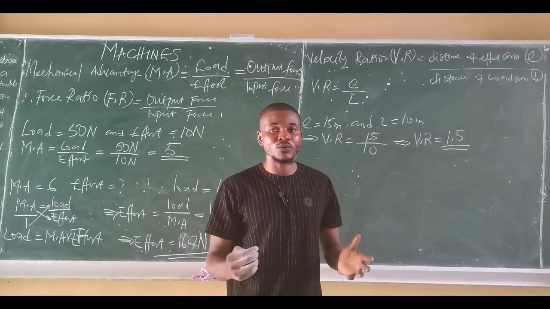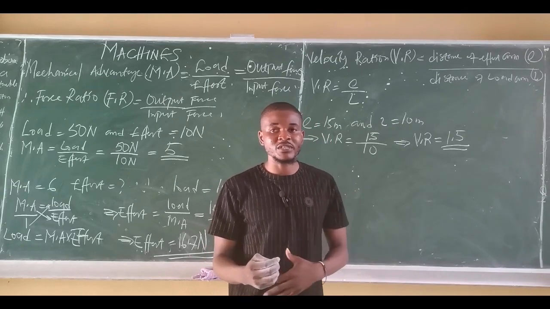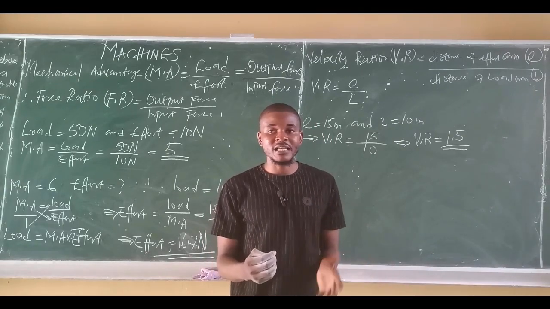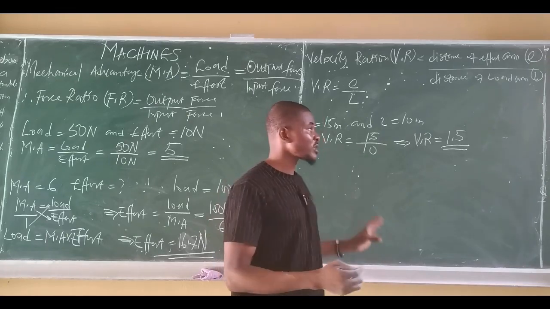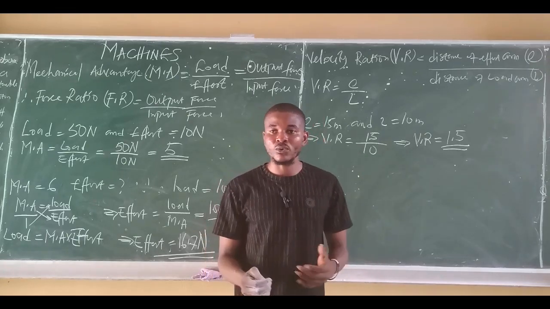So depending on how the equation comes, if you're given a velocity ratio and you have to find maybe the distance traveled by the load arm or that traveled by the effort arm, all you need to do is to interchange the equation and then you're good to go.